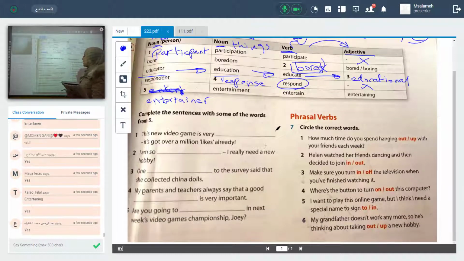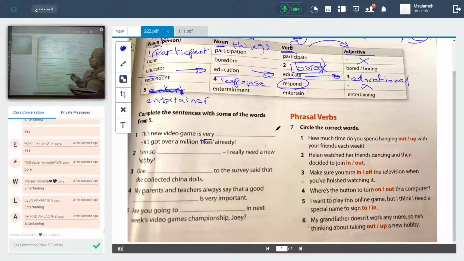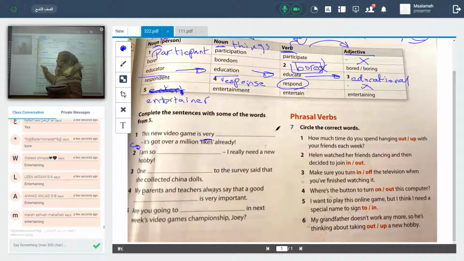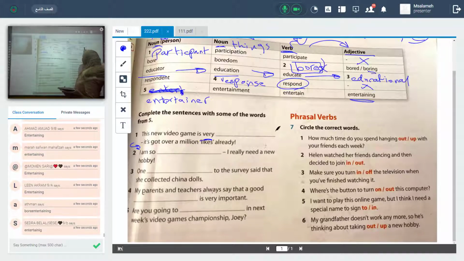Now complete the sentences with some of the words from 5. This new video game is very طلام, بدنا نوصف إشي. خلونا نشوف الجملة اللي بعدها عشان نعرف إذا هو مسلي, entertaining or boring. مش إحنا هدول الصفات. Okay.